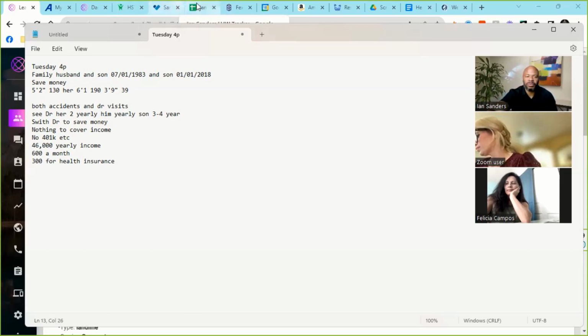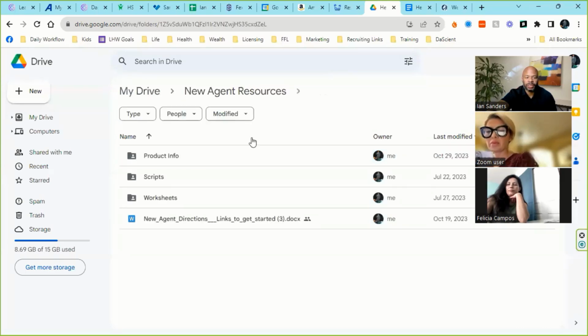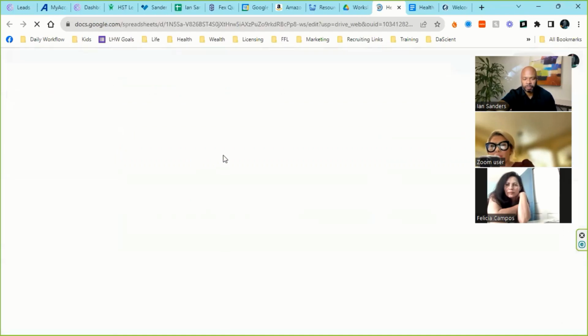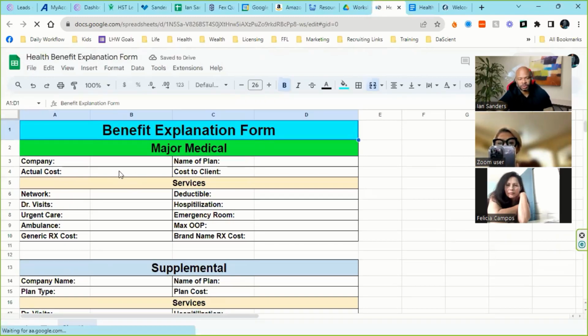Now, I'm just going to do it on the fly because I'm used to doing that. But there is a resource inside of the broker center so that you can use it to take down the information to present to them. It's under health worksheets, and it's the health benefit explanation form. When you get here, you'll put the company, the name of the plan, how much it costs, the actual cost, and you'll see that later, the cost to client.